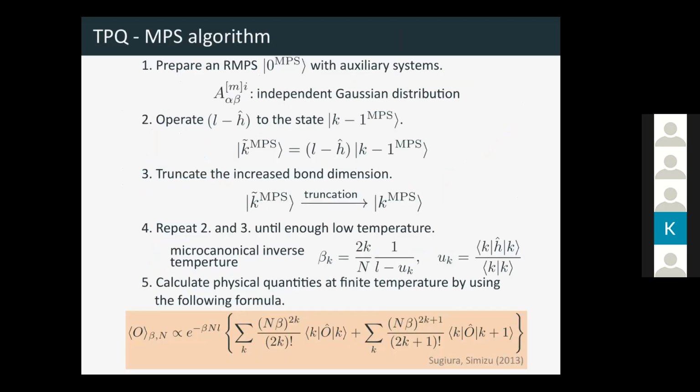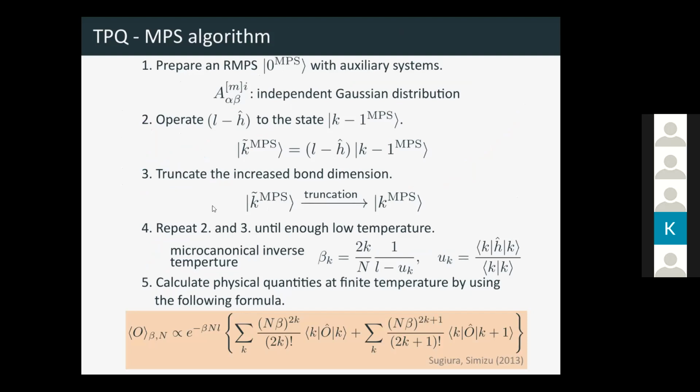And now we go back to the details of the algorithm of typical MPS. It is quite simple. It follows the algorithm of the original typical method. And the difference is that we're just dealing with MPS with auxiliaries.